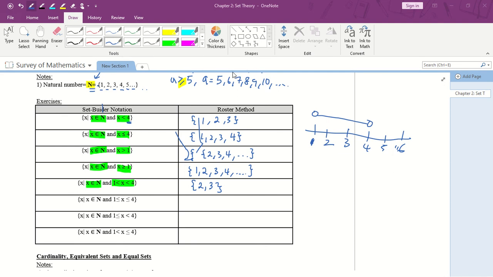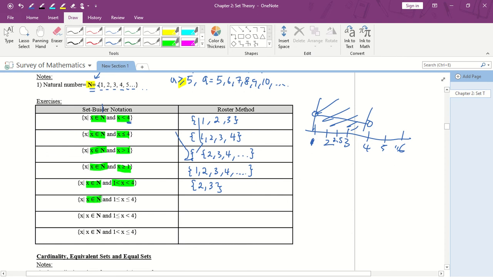And you might ask me, teacher Lu, but you see here, 2.5 is part of here, right? This area, this region. How about 2.5? The answer is no. 2.5 is not part of the natural number, because natural number doesn't have decimal. It just starts from 1, 2, 3, 4, 5. Okay? So let's continue here.